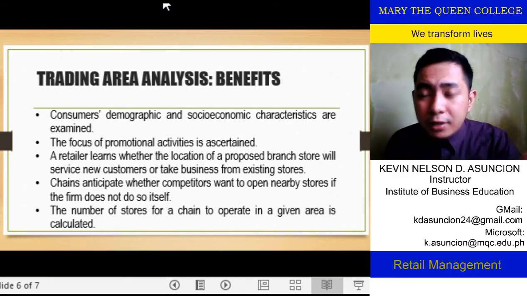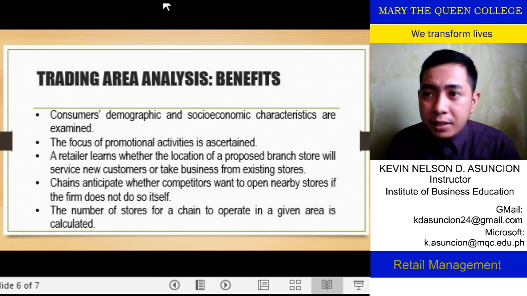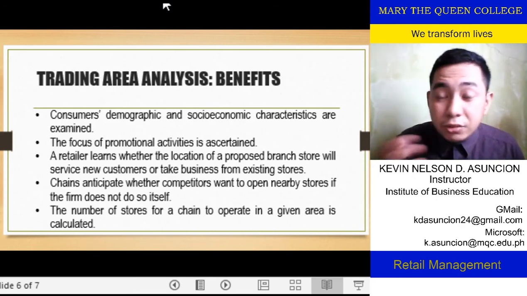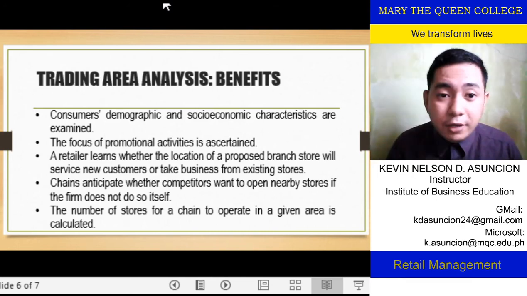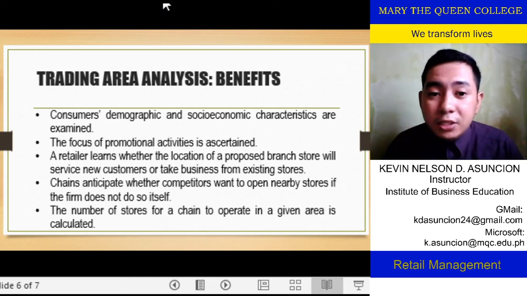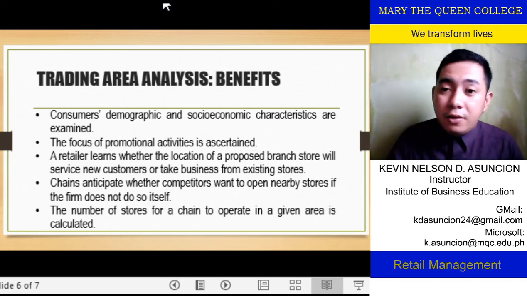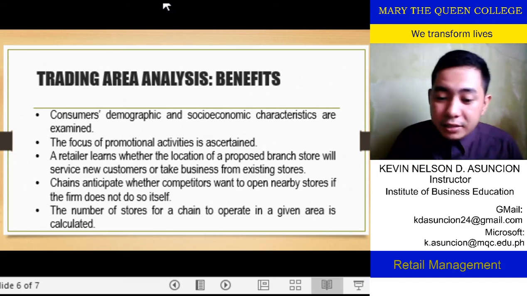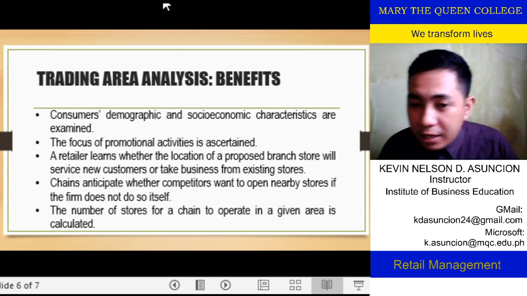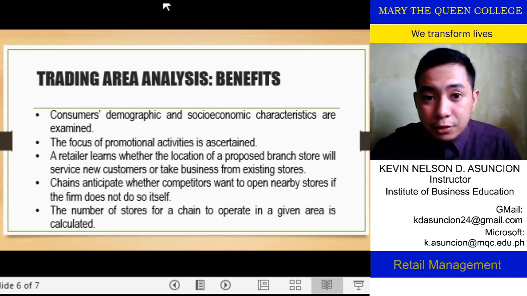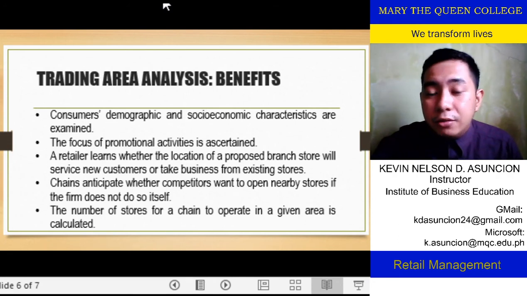Just like in Guagua, look at this. Sobrang dami na ng supermarket sa Guagua. Pero bakit nagsisiksikan sila dyan? Because rich yung trading area dito sa Guagua. Okay? Then chains anticipate whether competitors want to open nearby stores if the firm does not do it itself. So, you are able to understand now kung ikaw ay maglalagay ng chain store sa mga malapit or kaya ba na makalaban. So, you are now able to understand those situations.